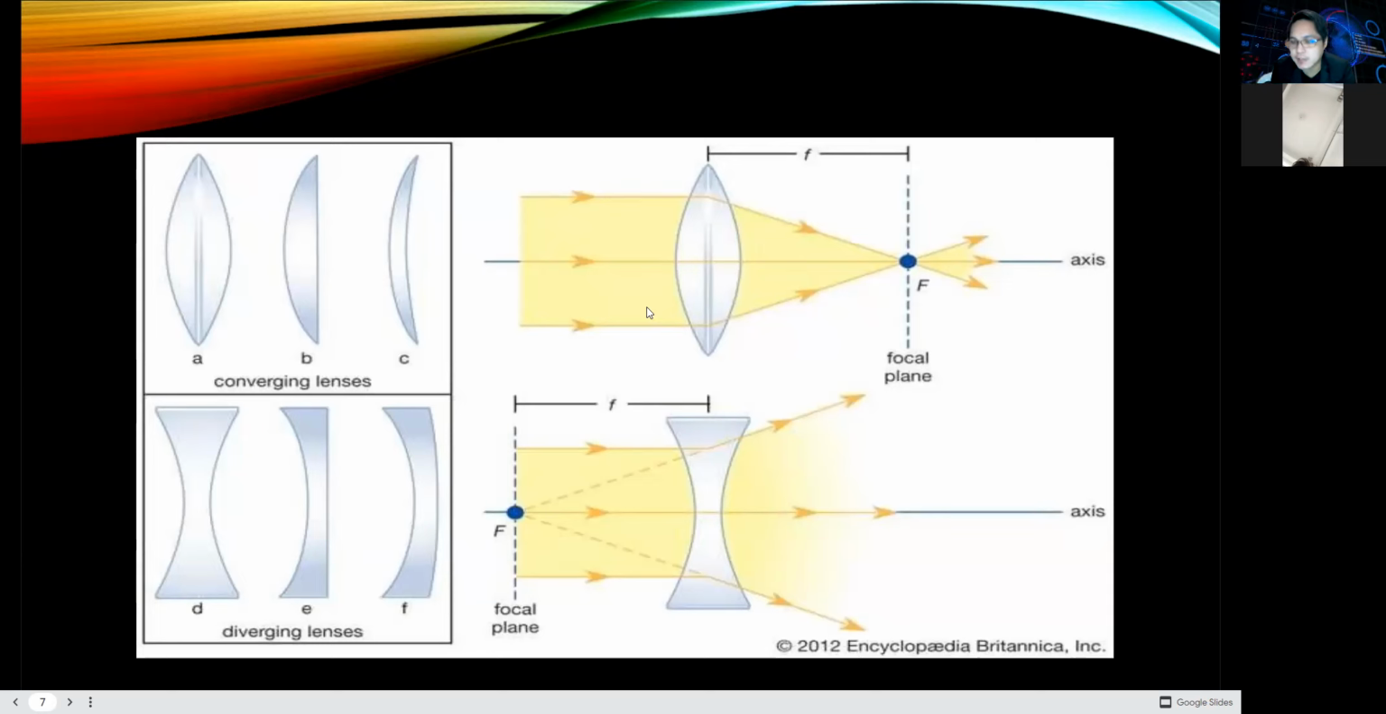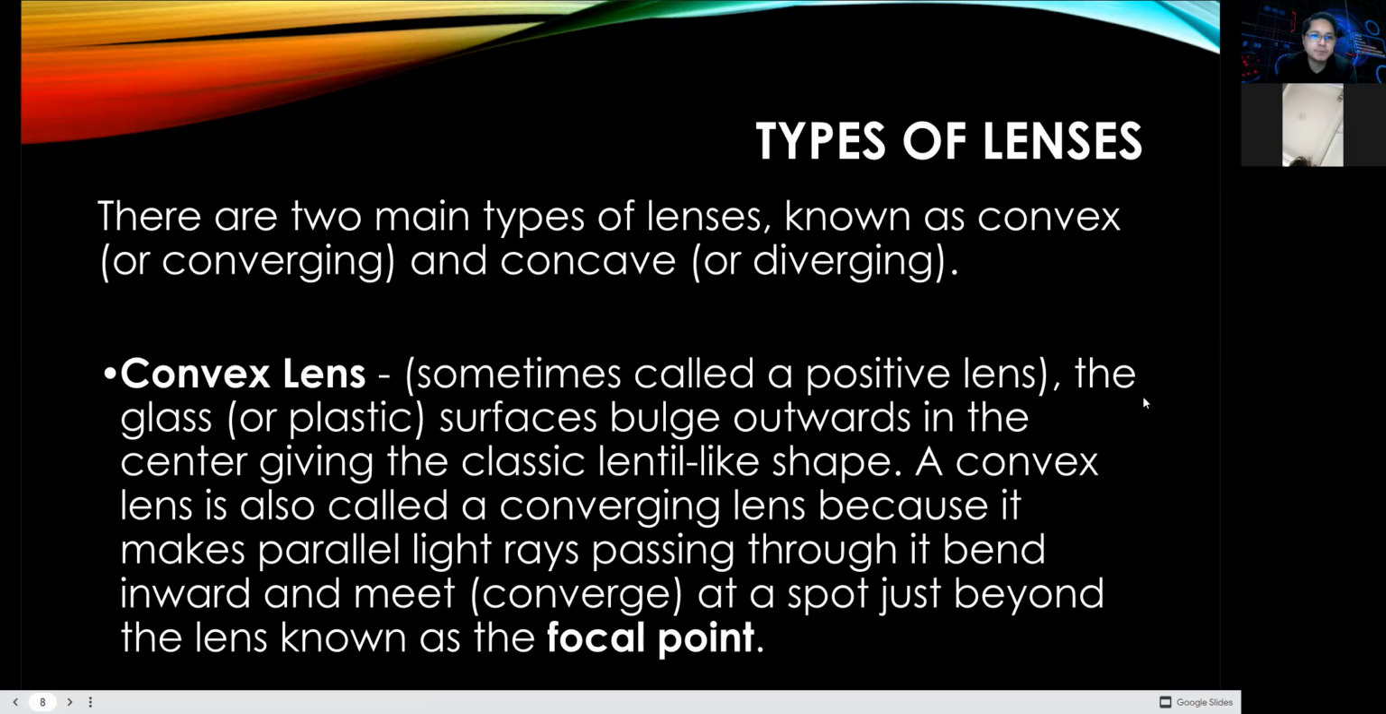So let's take a look at the effects of these lenses, and the practical applications. Types of lenses, okay? There are two main types of lenses: the convex or converging, meaning it has a focus because it converges, and concave, which is diverging, separating. Convex lens, sometimes called the positive lens. The glass or plastic of the surface bulges outward, just like your eyeglasses, in the center, giving a classic lentil-like shape.